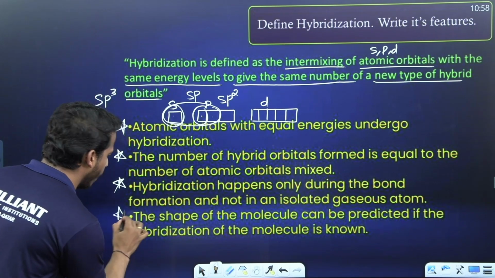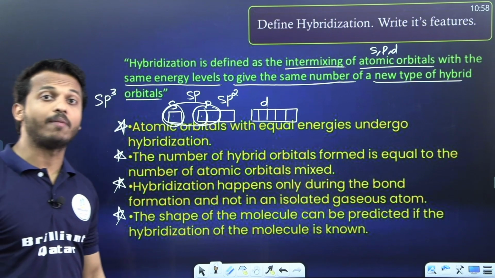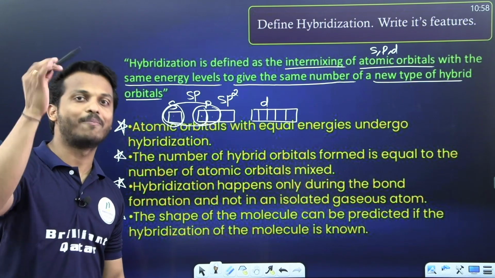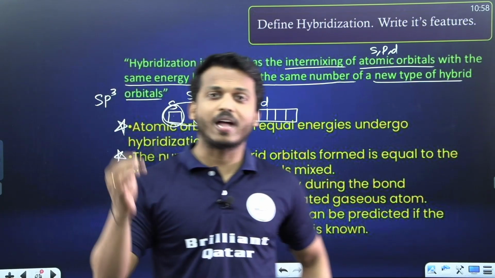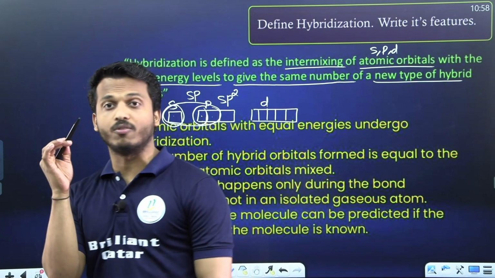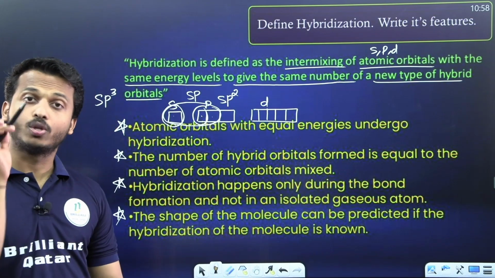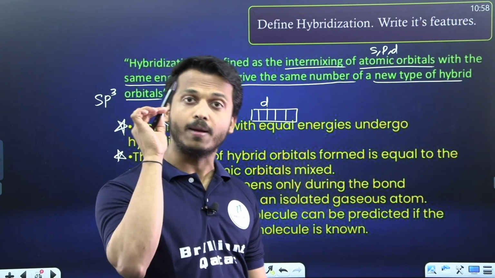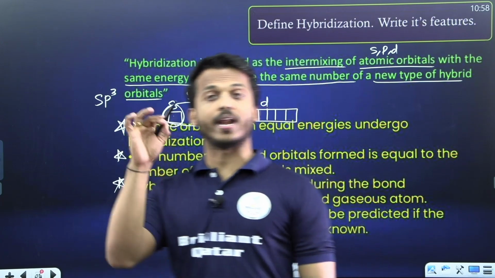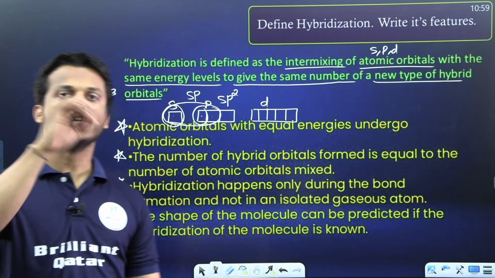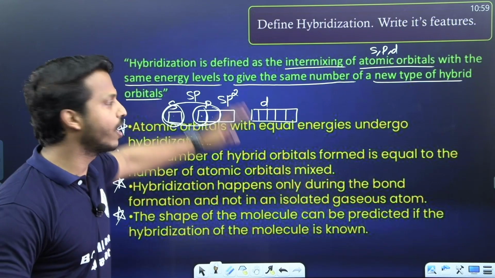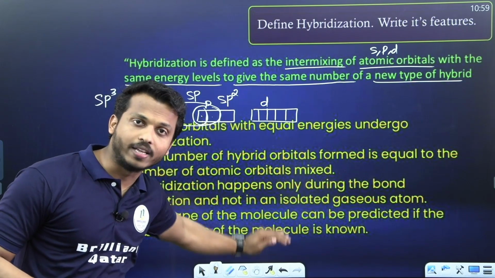Then what is one more? The shape of the molecule can be determined if you know the hybridization. You already know how to calculate the shape of the molecule by using VSEPR theory, right? But if you know the hybridization of a molecule, you are able to say what the shape of the molecule is. So this is the hybridization definition and its characteristics.